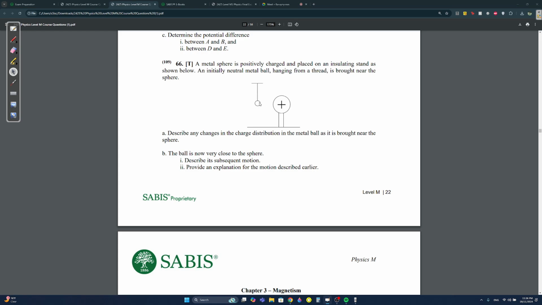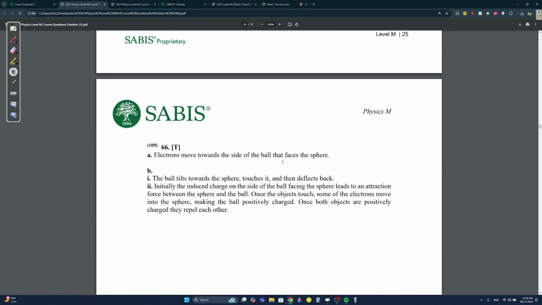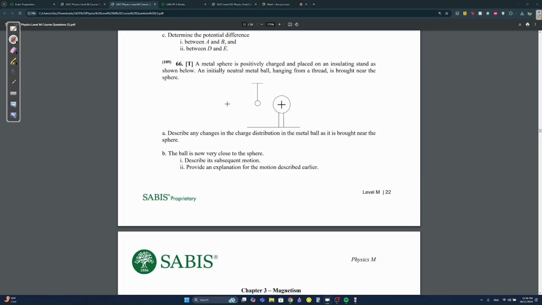Obviously, negative charge will accumulate on the positive side of the sphere. Electrons move towards the side of the ball that faces the sphere. Obviously, negative charges or electrons, same thing, right? Because you have the positive sphere, the negative charges will accumulate over here, close to the positive sphere, and for that reason it's going to attract. The ball is now very close to the sphere, so the ball is going to attract.